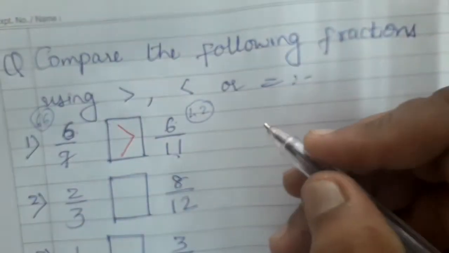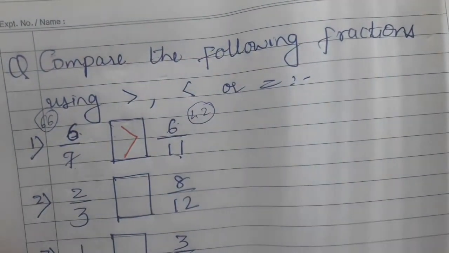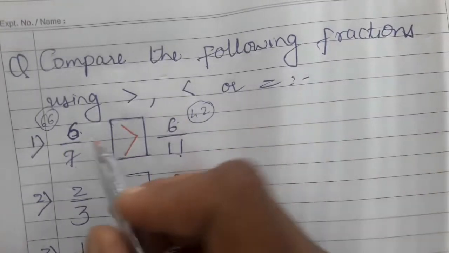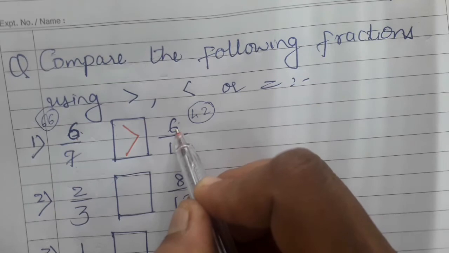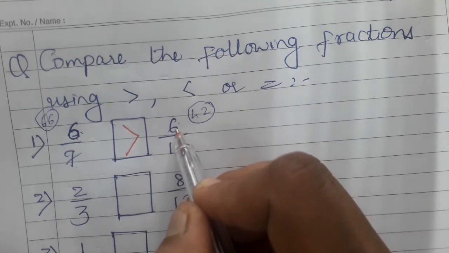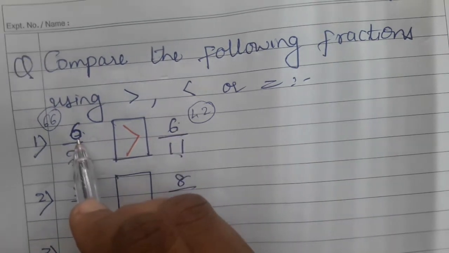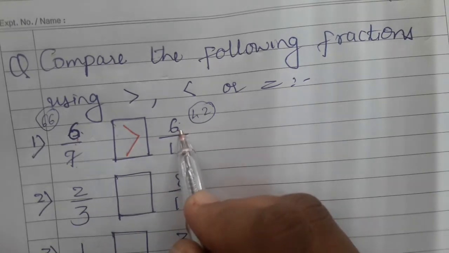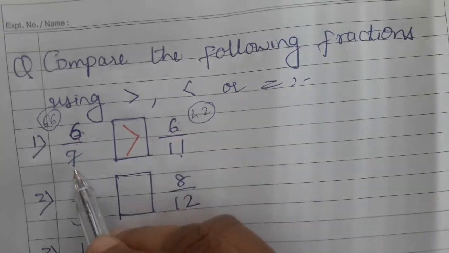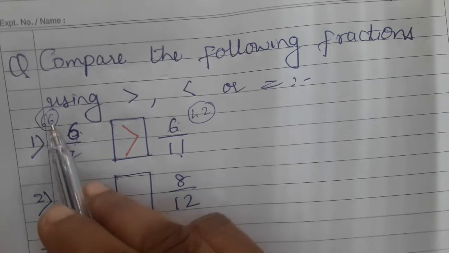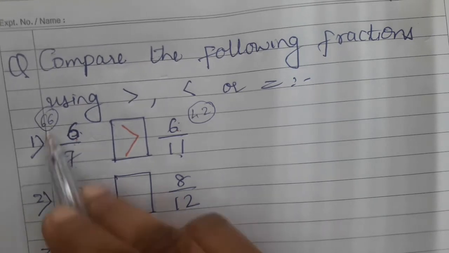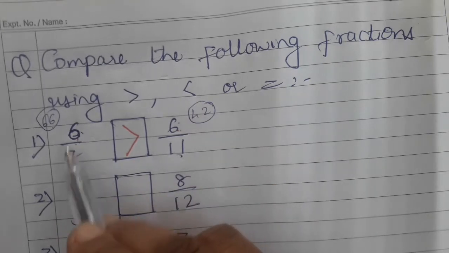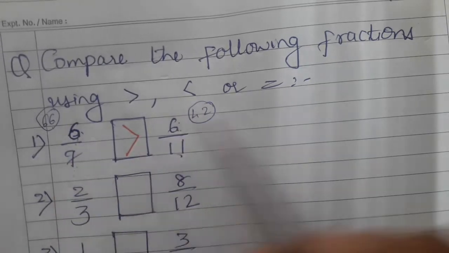Otherwise, if you have not forgotten, you know that when the numerators are the same, the smaller the denominator is, the bigger the fraction. Here you can see the numerators are equal. So which is the smaller denominator? 7. So in that case, that is the greater fraction. You can see that you got the same answer here also.